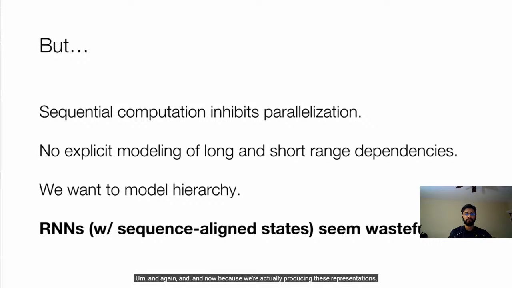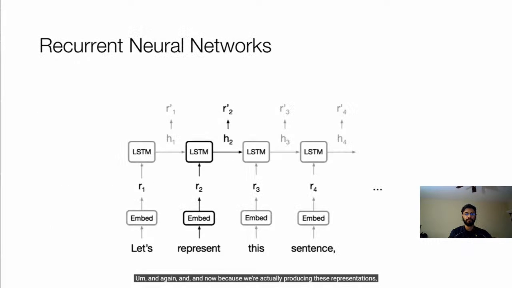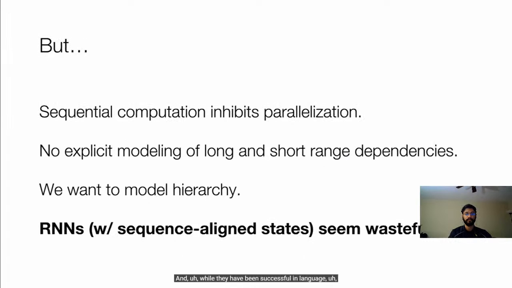And because we're producing these representations, we're summarizing. If you want to pass co-reference information, we have to shove all of this inside this fixed size vector, so it could potentially be difficult to model. And while they've been successful in language, the architecture doesn't have a very clear, explicit way to model hierarchy, which is something that's very important in language.